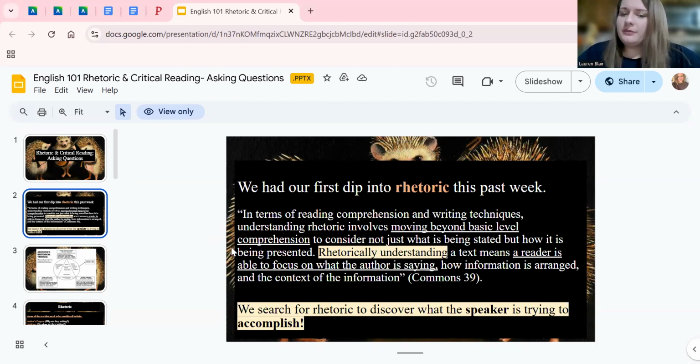In terms of reading comprehension and writing techniques, understanding rhetoric involves moving beyond basic level comprehension to consider not just what's being stated, but how it's being presented. Rhetorically understanding a text means that a reader is able to focus on what the author is saying, how information is arranged, and the context of the information. So we search for rhetoric to discover what a speaker is trying to accomplish with their work.